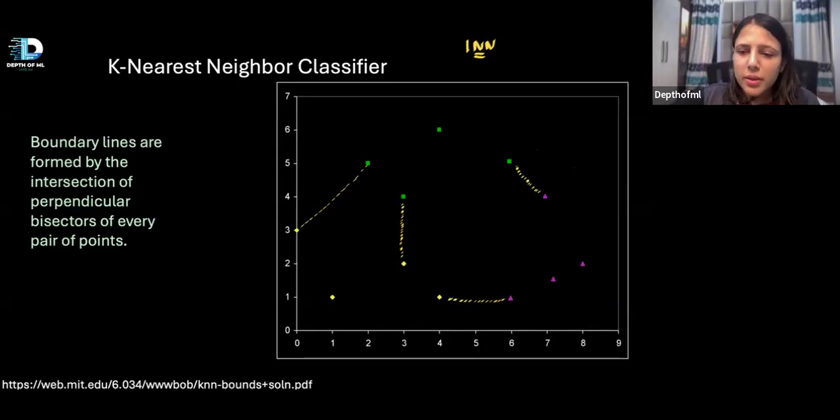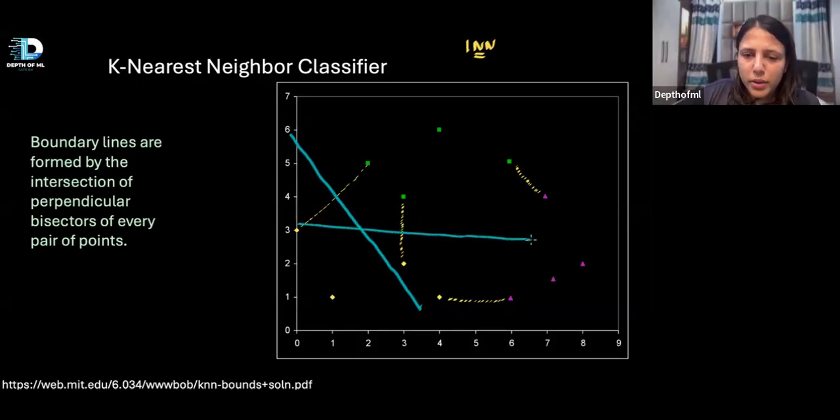Let me first create the decision boundary. I'll join these two points and create a perpendicular bisector of this. Then I will create a perpendicular bisector of this particular line, and it will be something like this. It might not be very appropriate, but then I will create a perpendicular bisector of this, and similarly of this.